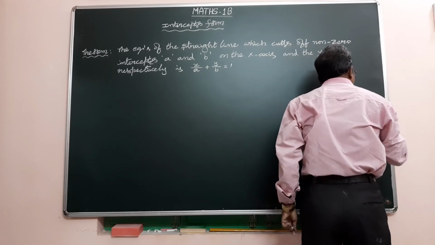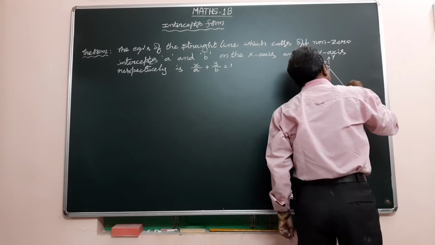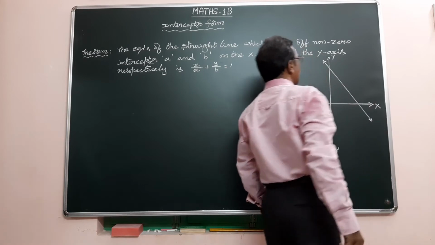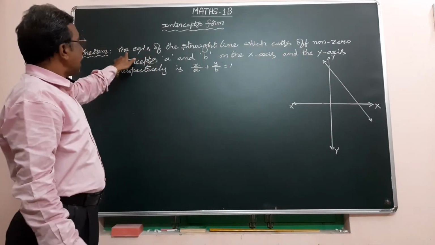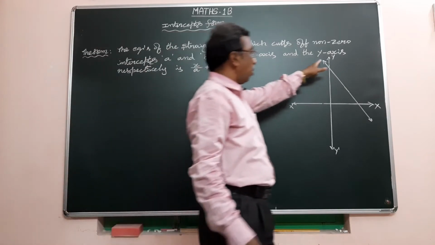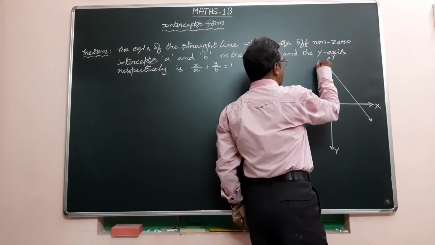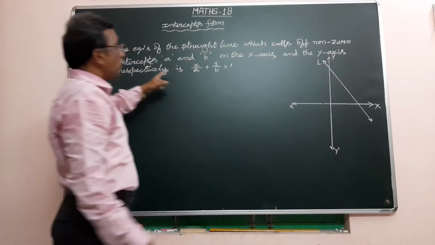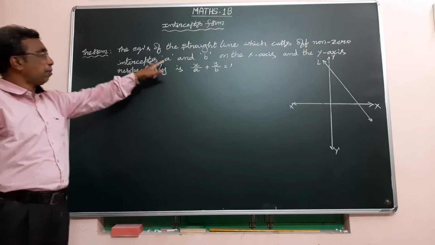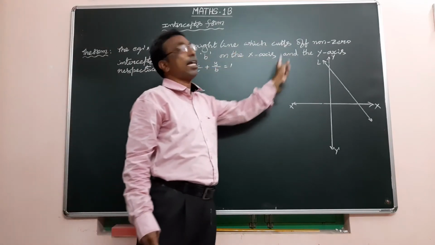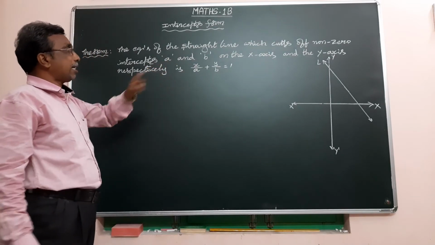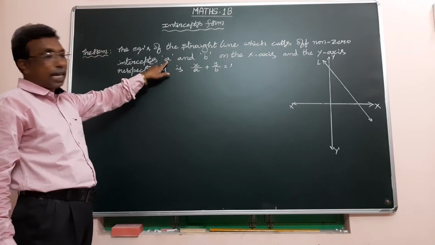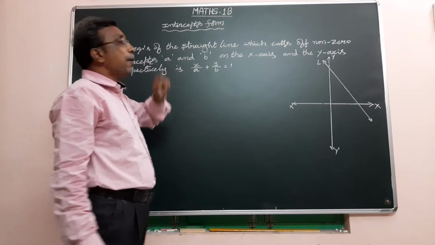Observe this one. So, the equation of straight line. Now draw one straight line. This line is L, which cuts non-zero intercepts A and B on x-axis and y-axis. X-axis, A lies on x-axis. X-intercept is A. Y-intercept is B.